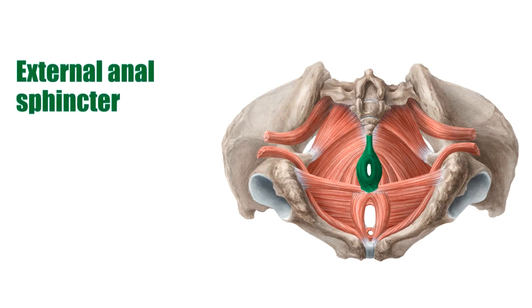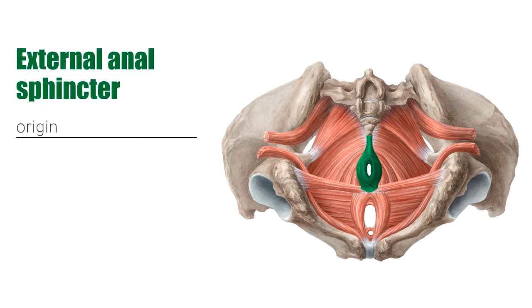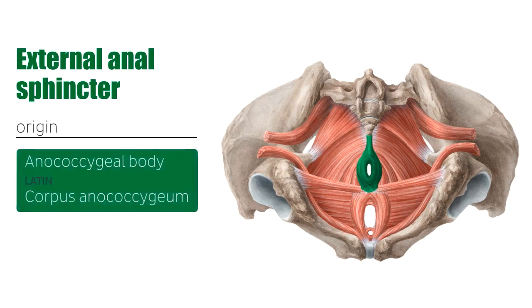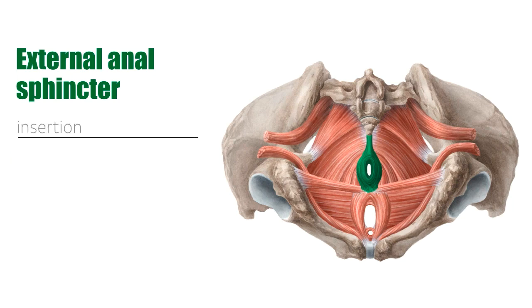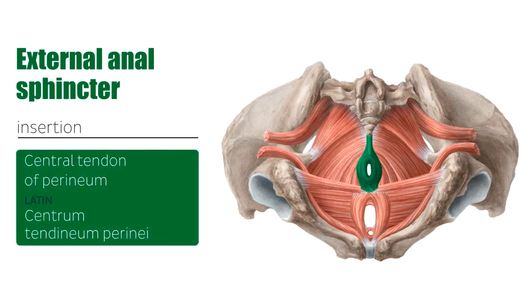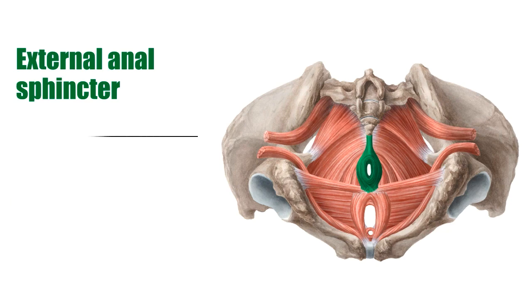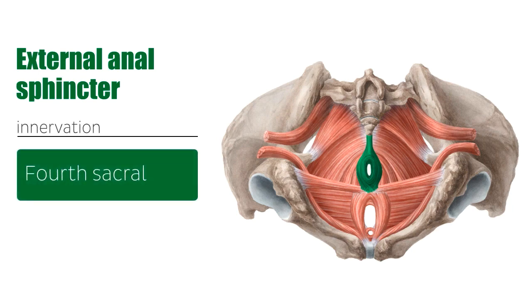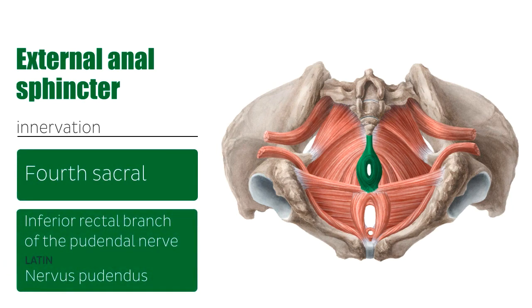For the origin point for the external anal sphincter, the only one that you need to remember is that this muscle is going to be originating from the anococcygeal body, also known as the anococcygeal raphe. As for then the insertion point for the external anal sphincter, the central tendon of perineum will be serving as an insertion point for this muscle. The next point that we're going to make here about this muscle is that the innervation is going to come from a branch of the fourth sacral and also twigs from the inferior rectal branch of the pudendal nerve.